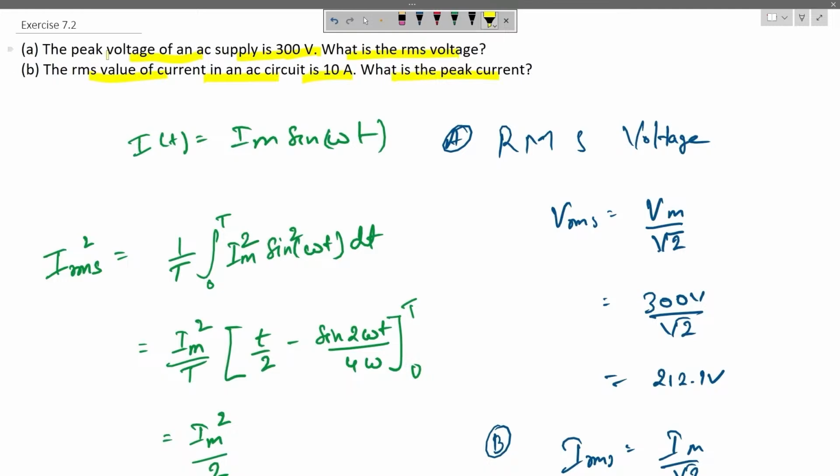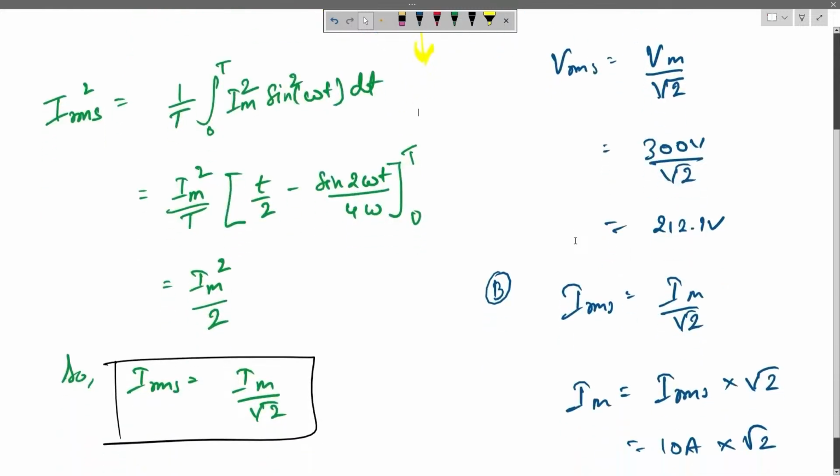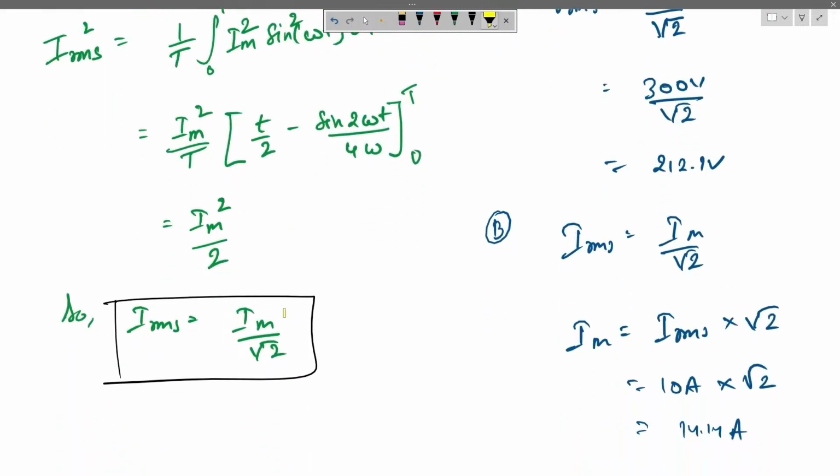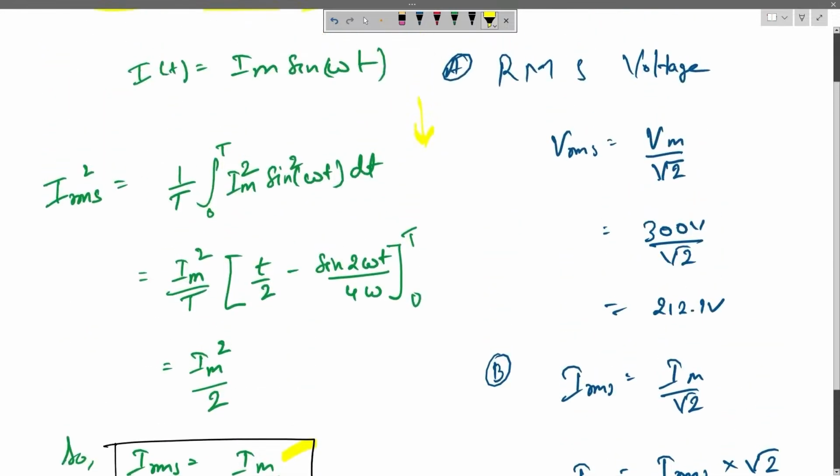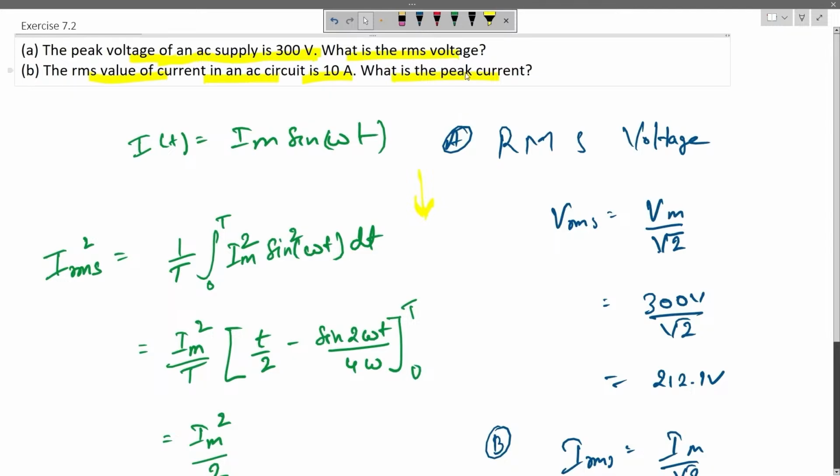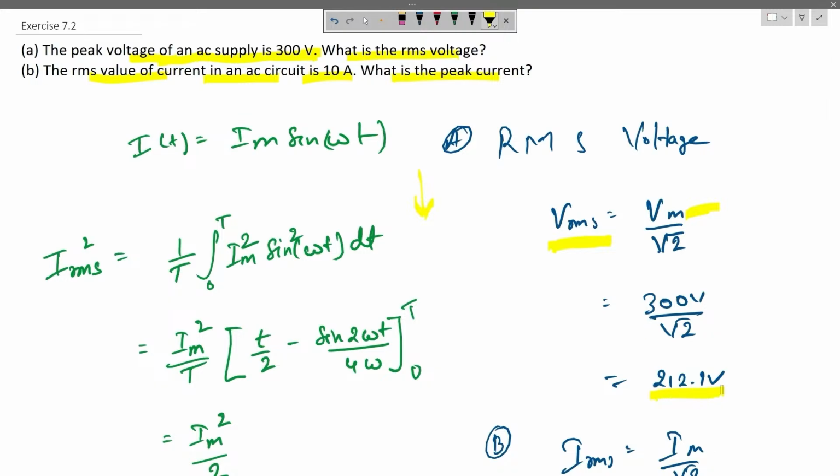So we have to find out here the peak voltage of an AC supply, 300 volt. From the derivation in the previous question, we came to know that I RMS is equal to Im, or the peak current, divided by root 2. This goes the same with the voltage, that is V RMS would be equal to V peak divided by root 2. Now the question asked what is the RMS value of voltage, that is V RMS. We have been given the peak voltage of 300 volt. So upon using this formula we will get to know that V RMS is equal to 212.1 volt.